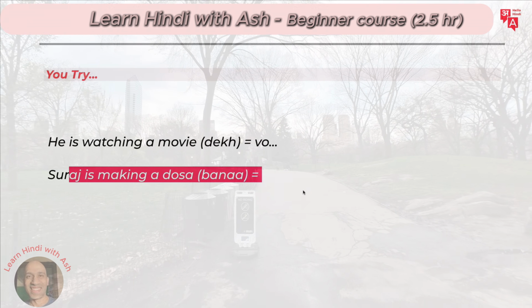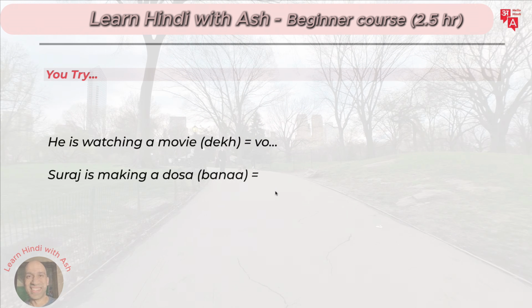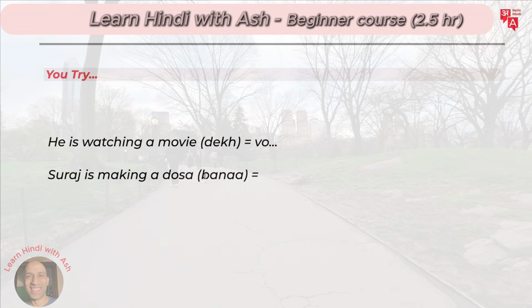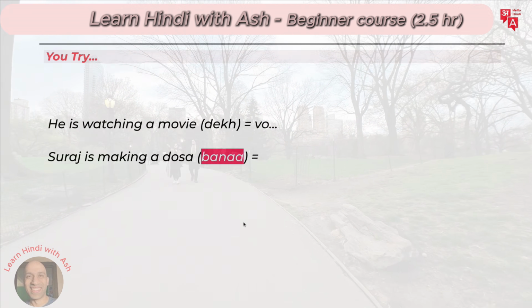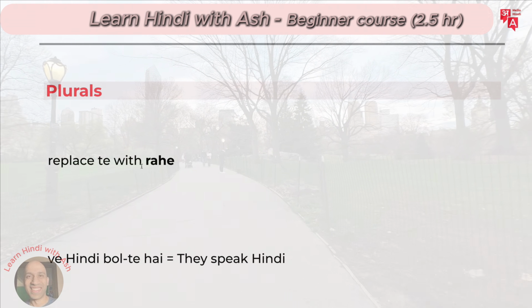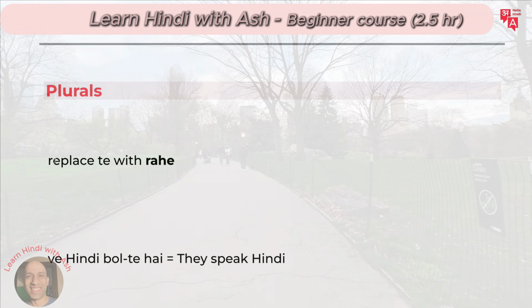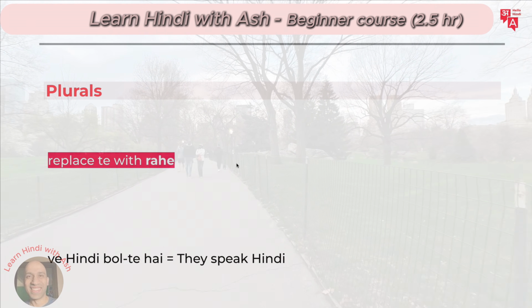Suraj is making a dosa. How can you say this one? Yes, Suraj dosa bana. And then those two parts. Ra starts with the ra. Yes, super easy. This is extremely helpful. Okay, now let's look at plurals. So how can you replace the te with rahe?